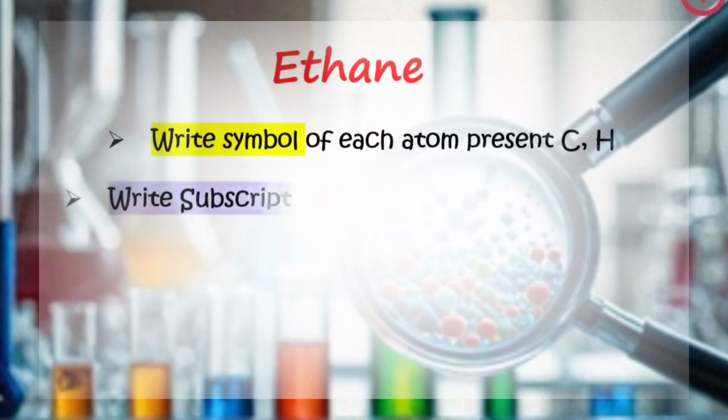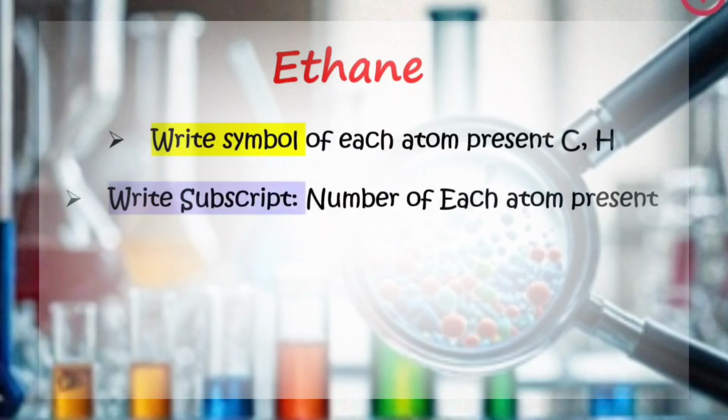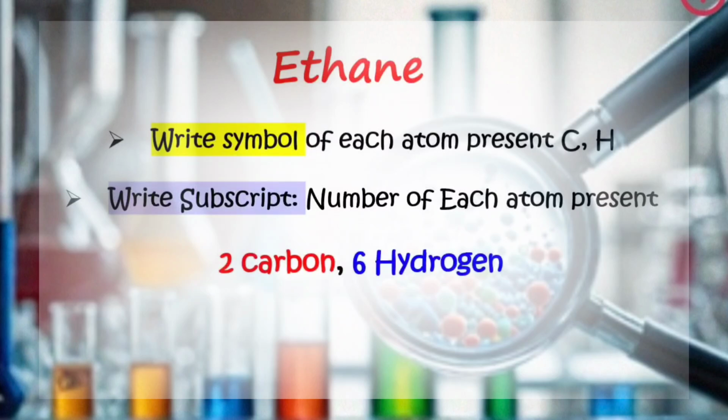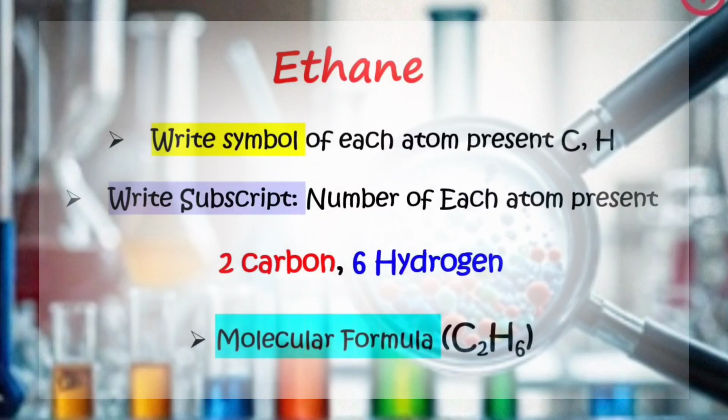Next step is to write the subscripts. These subscripts are actually the number of each atom present. Like in the case of ethane, there are 2 carbon and 6 hydrogen atoms. So how will we write the molecular formula? In the subscript of the symbols carbon and hydrogen, we specify their actual number. Subscripts 2 and 6 are the number of carbon and hydrogen atoms present in a molecule.